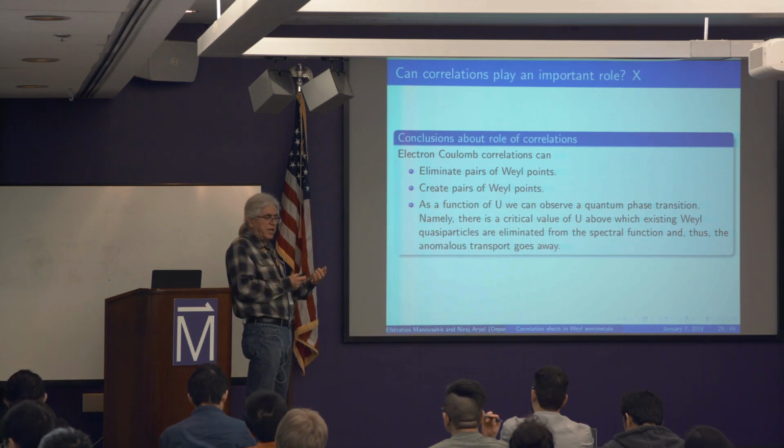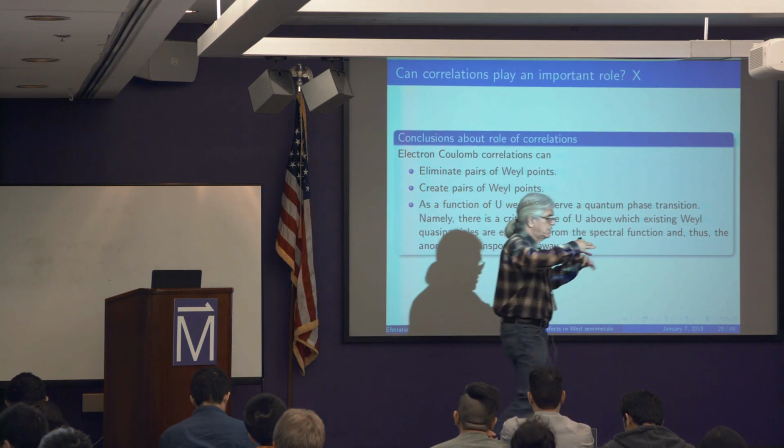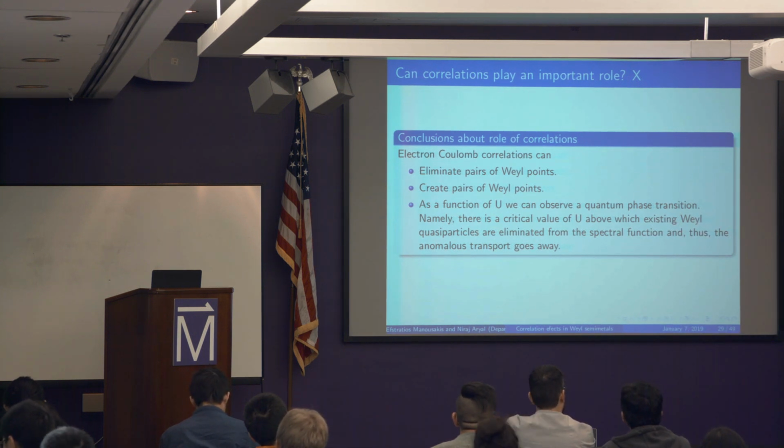Or I can also create pairs. If these surfaces don't meet, by putting a u, I can push one and meet them. So in the same token, I can eliminate, and I can also create them.